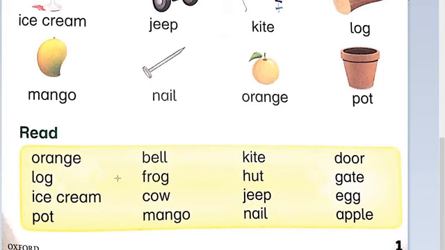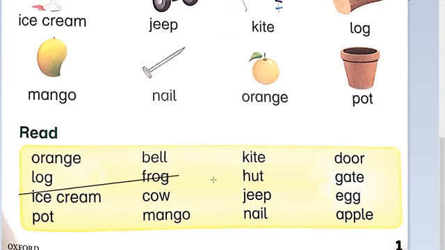Now we will read from the yellow box. अभी हम जो ये पीले बॉक्स के अंदर से जो अल्फाज को पढ़ेंगे. Read, पढ़ना. Orange, Malta. Bell, घंटी. Kite, पतंग. Door, दरवाजा. Log, लकड़ी का टुकड़ा.